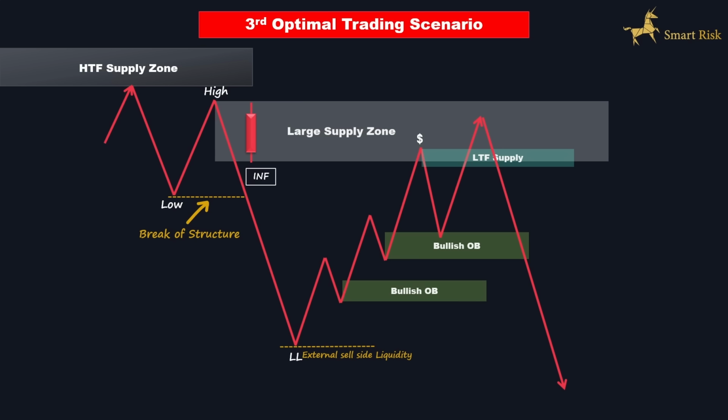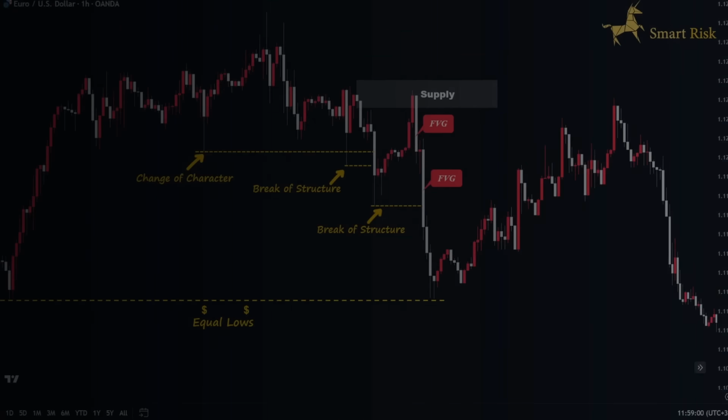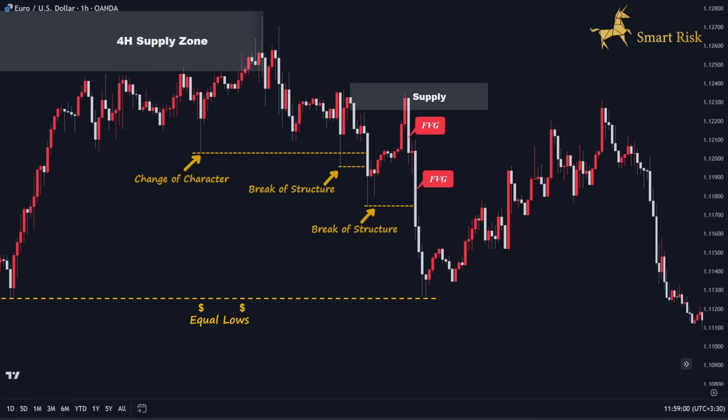Now let's proceed to the price chart and see an example of it. Here we have the euro-dollar 1-hour time frame on the chart. Initially, the price moved upward until it reached the 4-hour time frame's supply zone, reacted to it, and then reversed its direction. Subsequently, the price created a change of character by breaking and closing below this structure.